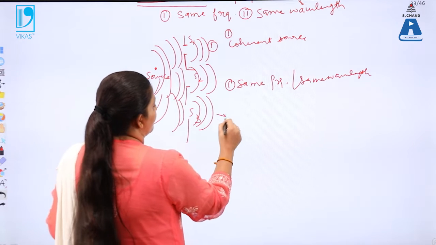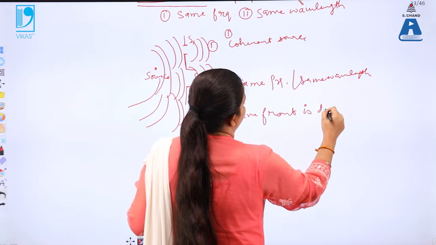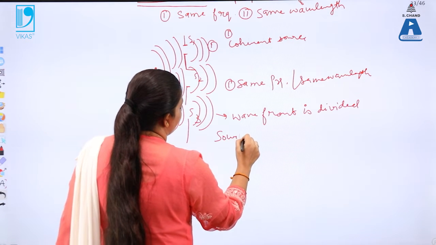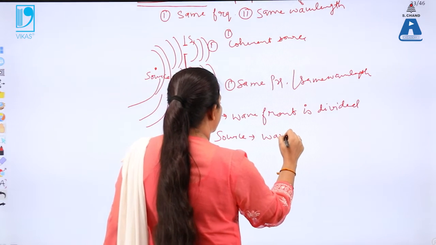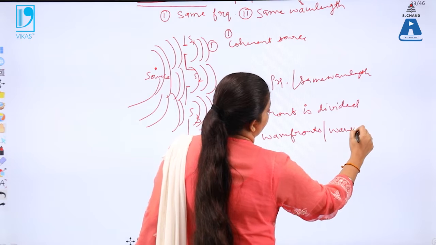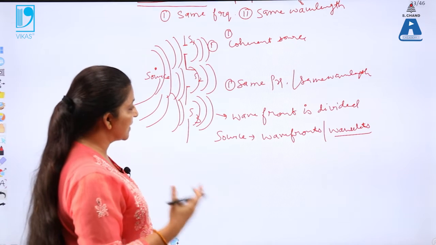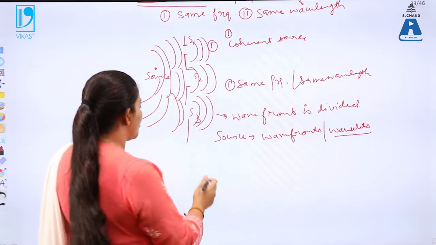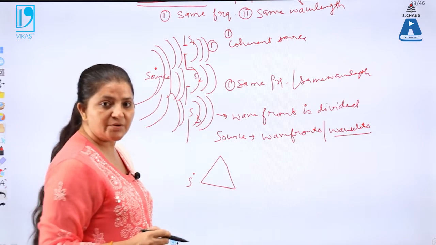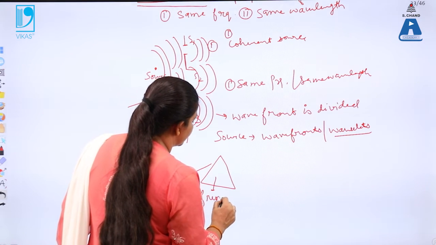That means here the wavefront is divided, because a source is a combination of different wavefronts, or you can say different wavelets, which are also known as secondary wavelets. Then these secondary wavelets are divided. Now if this is a source, here you can place a biprism also. When the biprism is placed over here, this prism is known as Fresnel's biprism.